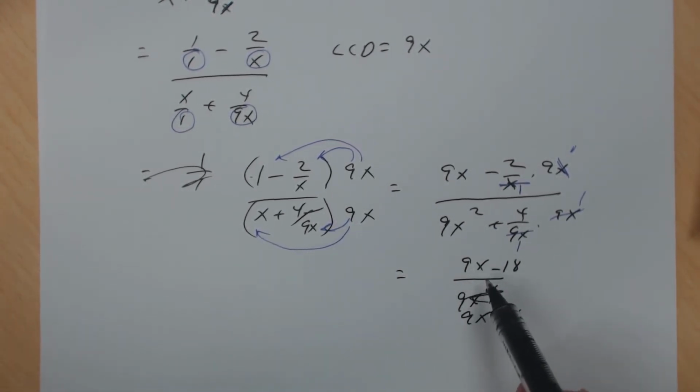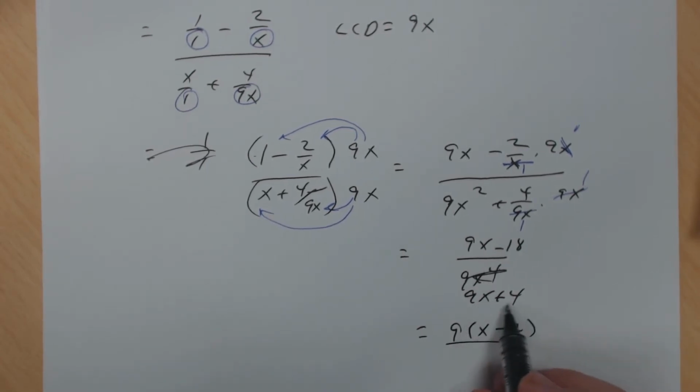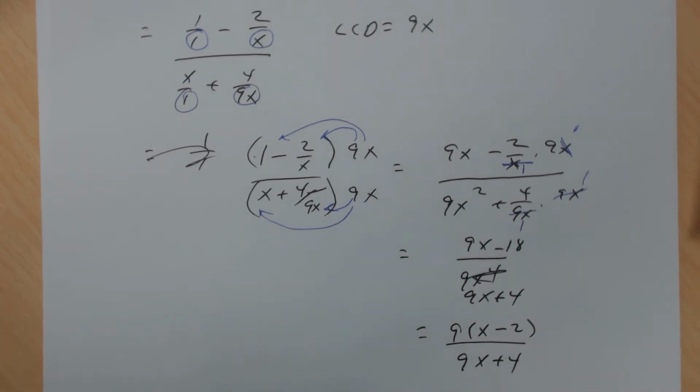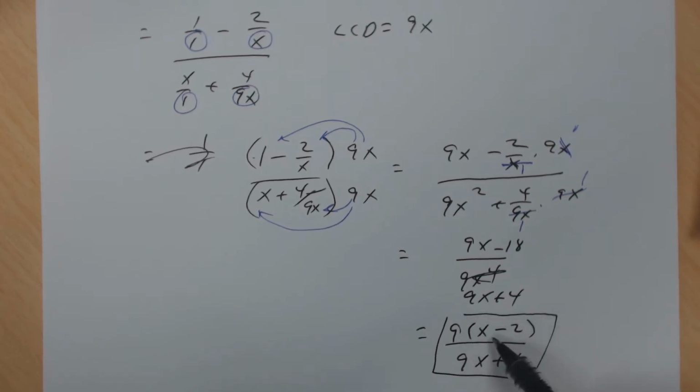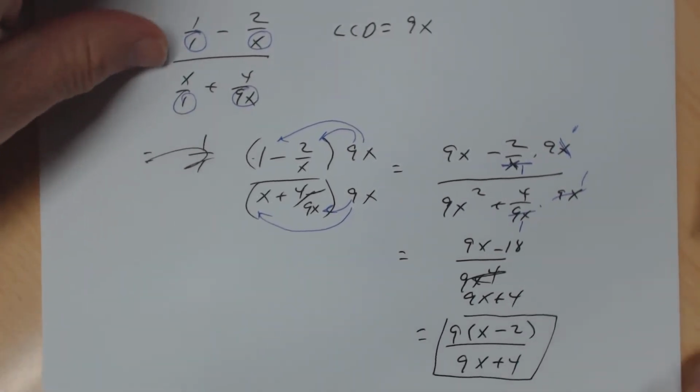Alright, now remember the next step is to factor numerators and denominators. And so in the numerator, I can factor out a 9. So I get 9 times x minus 2. The denominator I cannot factor, so it becomes just 9x plus 4. And if you notice, there's really nothing you can reduce, so there's your answer. Just go ahead and leave the numerator in factored form. Alright, the next one.